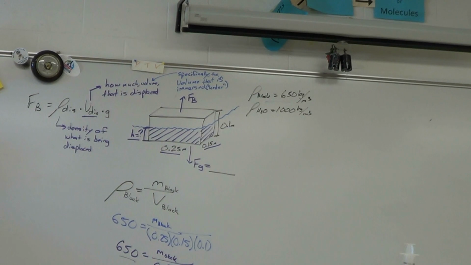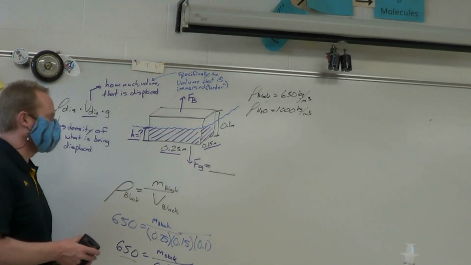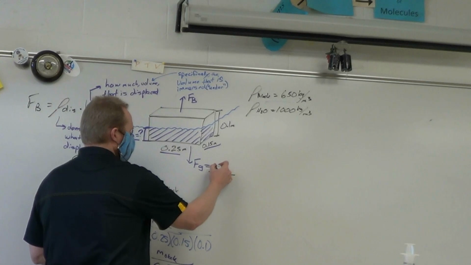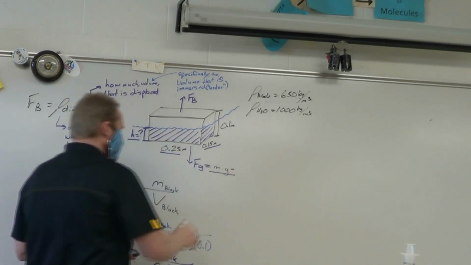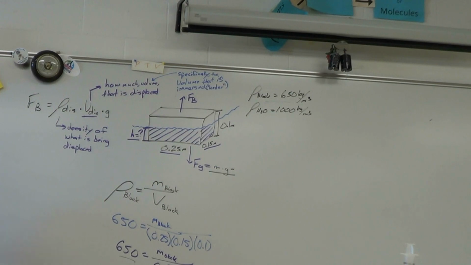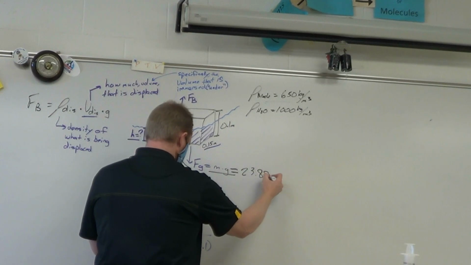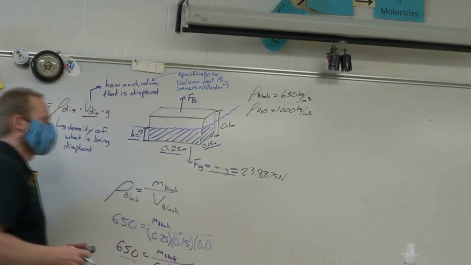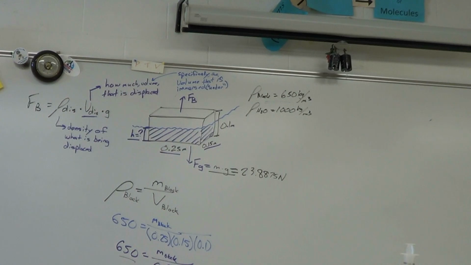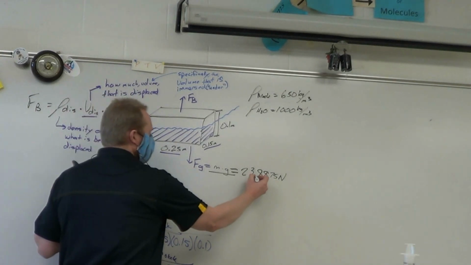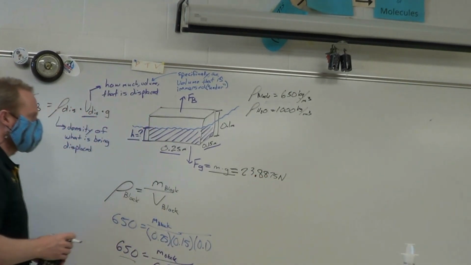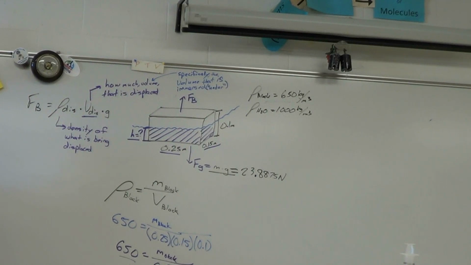Now, in our free body diagrams, we don't put mass, we put m times g, because F of g is m times g. So when you take that and multiply by 9.8, we're going to get a value of 23.8875 newtons. And I'm going to keep all the decimals. I often only write two, and I use all of them, but I'll write all four of them. So the weight, the F of g of this block, is 23.8875 newtons. So now we know F of g.